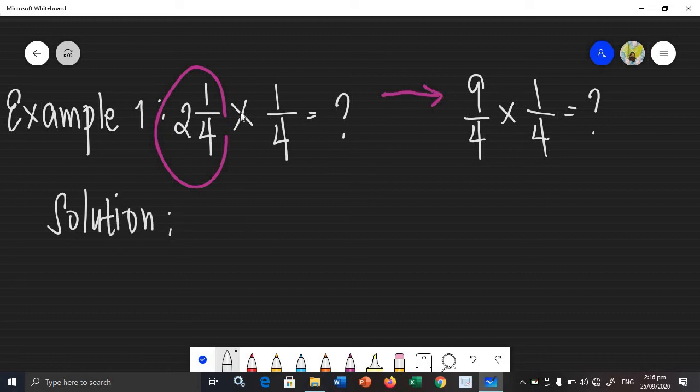Or if you want, I can just change this into 9/4. But I want you to see that the given changed, okay? Because we changed this into an improper fraction. So, 9/4 times 1/4. Using the cancellation method, do we have anything we can cancel that has a common factor? None. So, therefore, we can just multiply the numerators and the denominators.